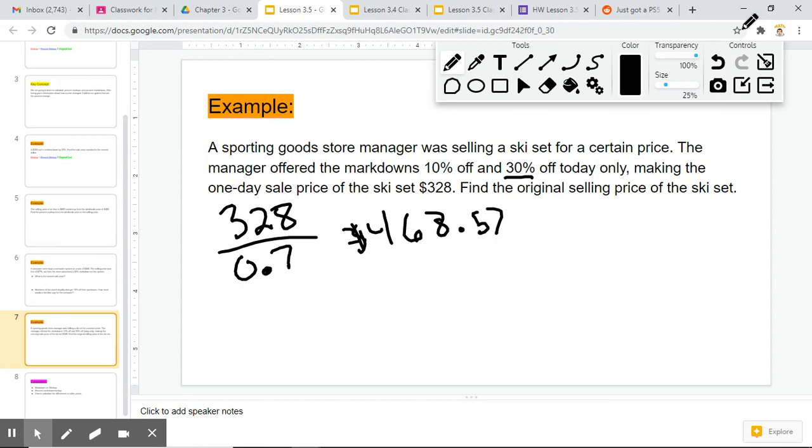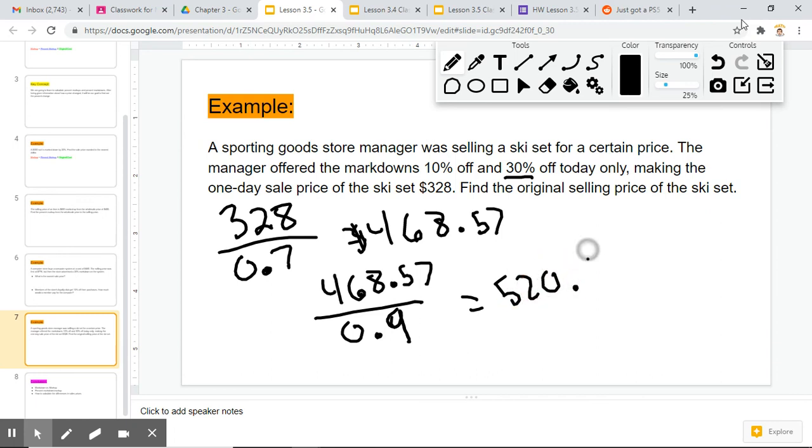But this is only 10%, right? So we also need to divide 468.57 by 90% or by 0.9 because it was marked off an additional 10%, right? So that number divided by 0.9 would give us the number $520.63. So the original selling price of the ski set was $520.63.